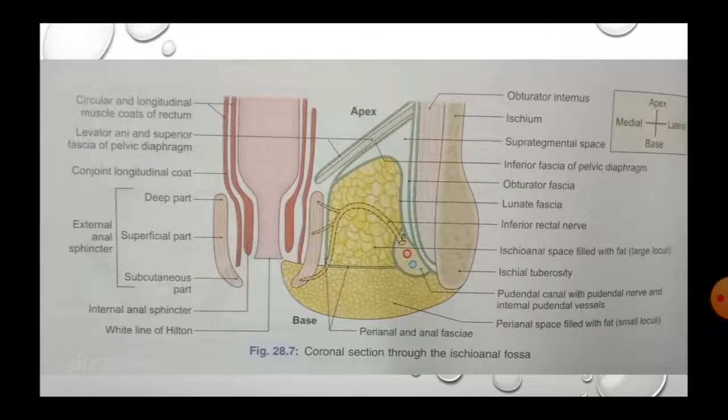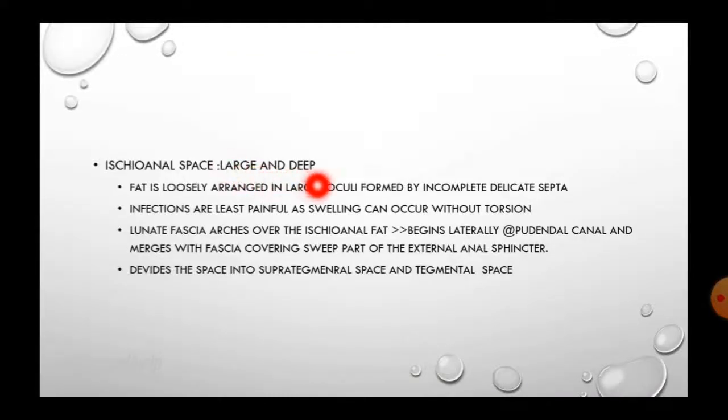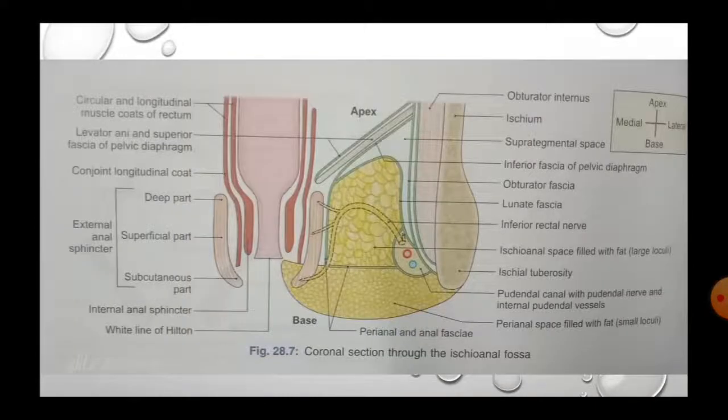Therefore, the infections in this space are very painful due to the tension caused by the swelling. Now we have the ischioanal space, which is large and deep. Here, the fat is arranged in large loculi formed by incomplete delicate septa. So the infections of this space are therefore least painful because swelling can occur without tension.